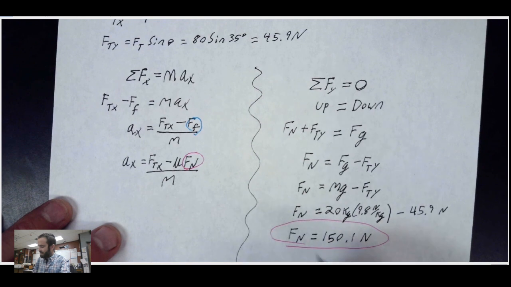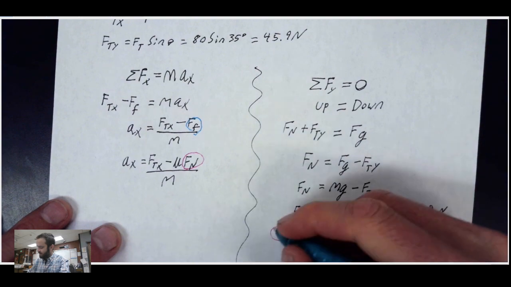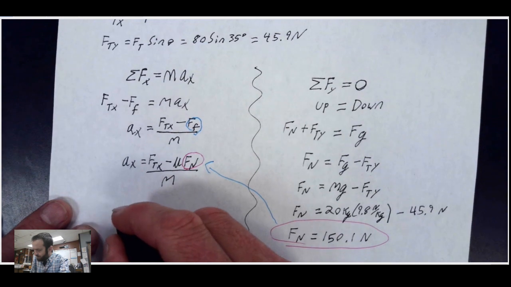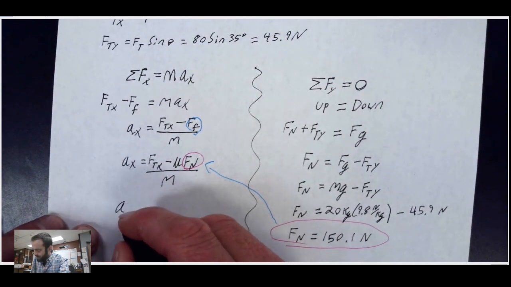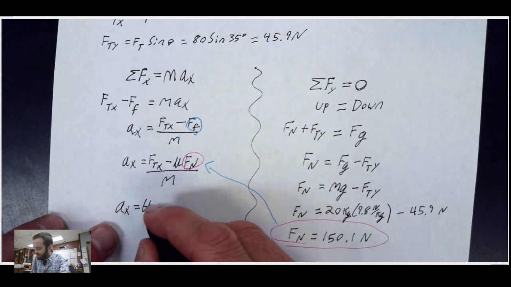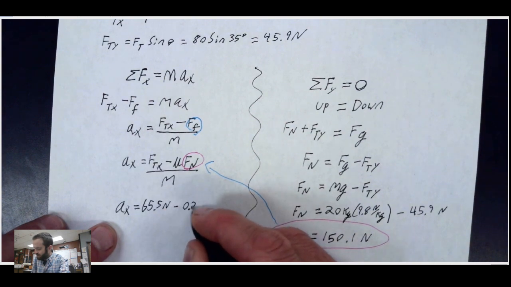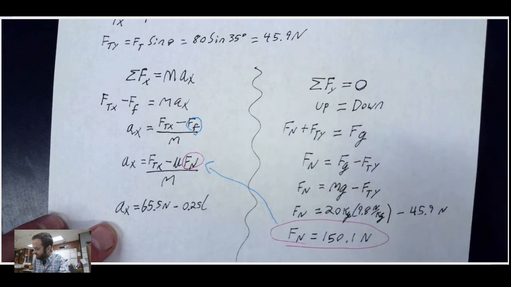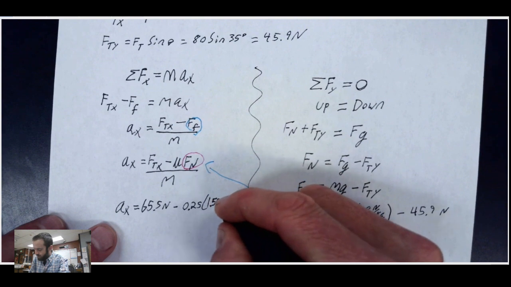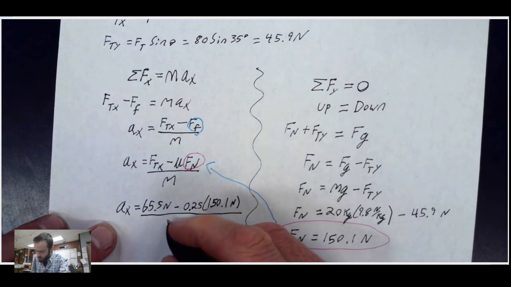So I'm going to come back in. I'm just going to maybe show that I've done this with a little arrow here. So I'm going to plug right in here, and I'm going to start substituting some values back in the x direction. So I know that my acceleration in the x direction is a force of tension in the x, which I solved earlier to be 65.5 newtons, minus the coefficient of friction, 0.25, times this normal force, which I found right here, 150.1 newtons, all divided by the mass of the block, which is 20 kilograms.